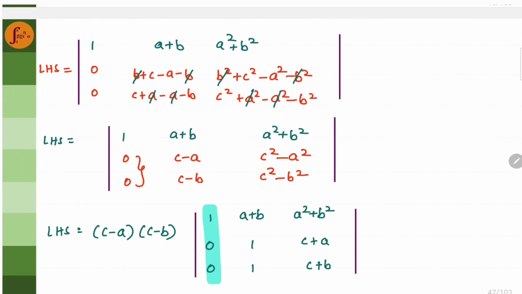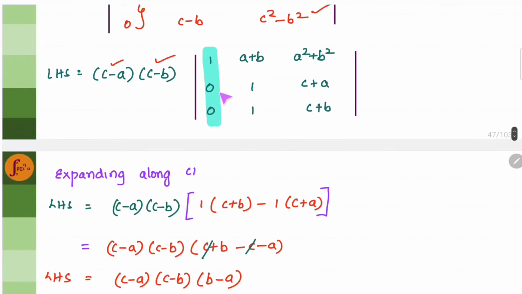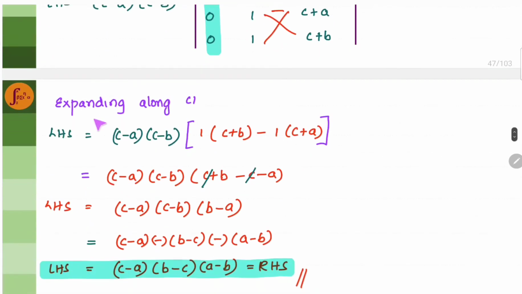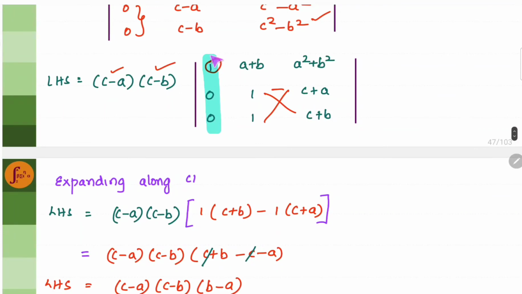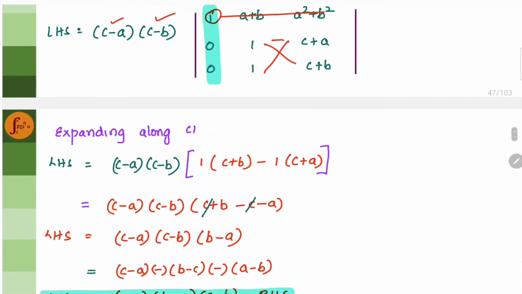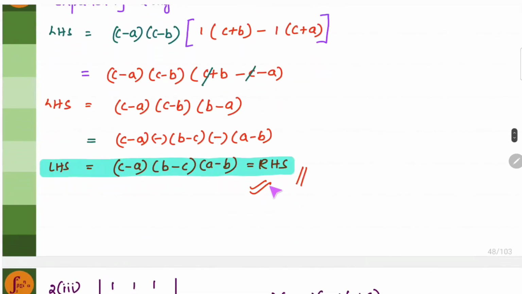Now that you have 2 zeros and you take the common factor outside, you will get this kind of a determinant. Now try to expand it. Take this 1 as the element, cross multiply and then subtract. That is called expanding along C1. That is, you are using column 1 to figure out the determinant. Ignore this row. You are left with these elements, 1, c plus a, 1, c plus b, cross multiply and then subtract. So here you have the RHS.